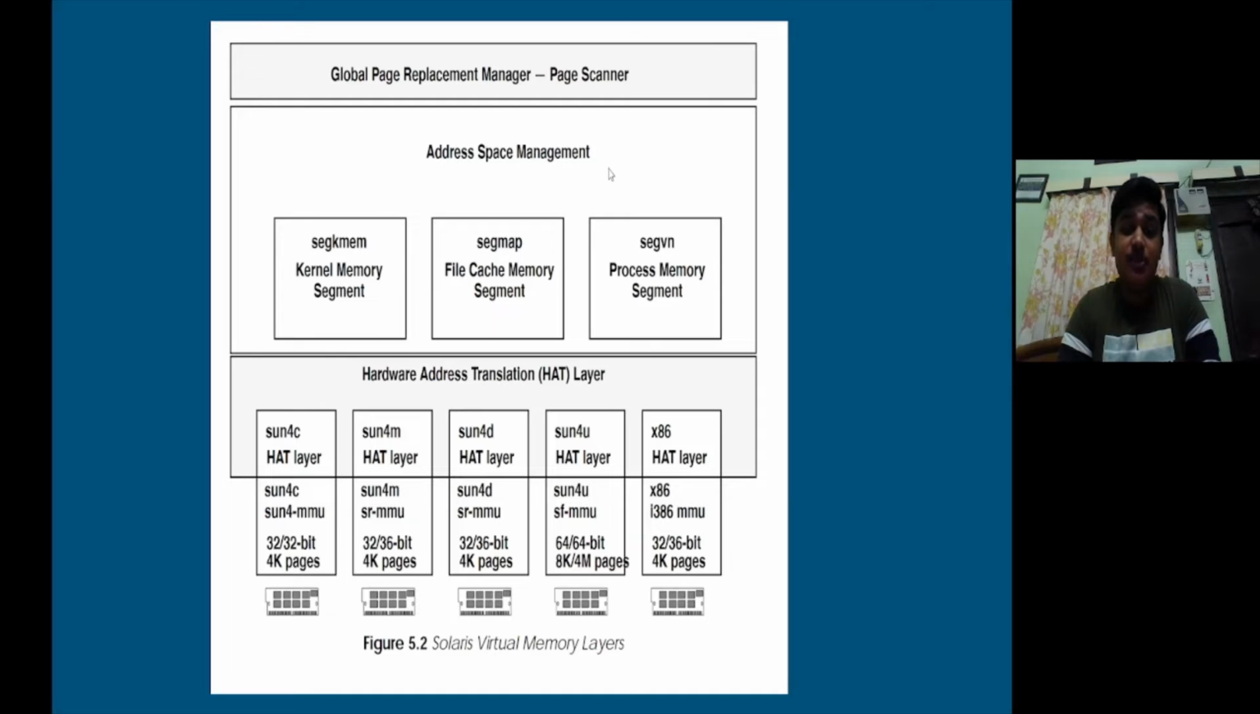The address space management layer contains several segments: kernel memory segment, file cache memory segment, and process memory segment. This is our HAT layer, which consists of several processes, and each process has its own MMU unit, that is the page table. On top of all of it, we have a global page replacement manager, which is a page scanner, responsible for swapping in and swapping out of pages.